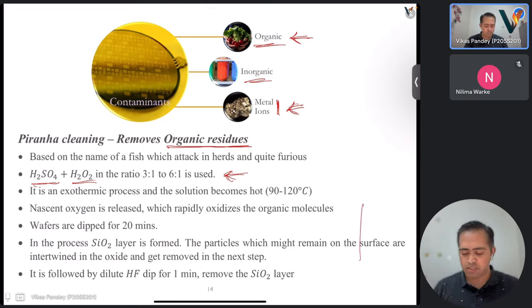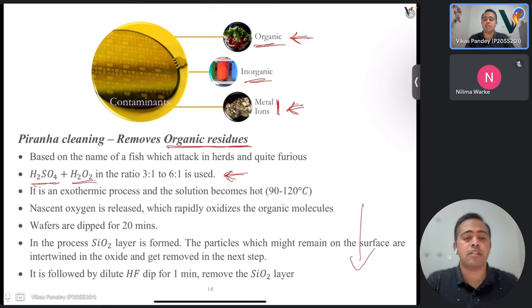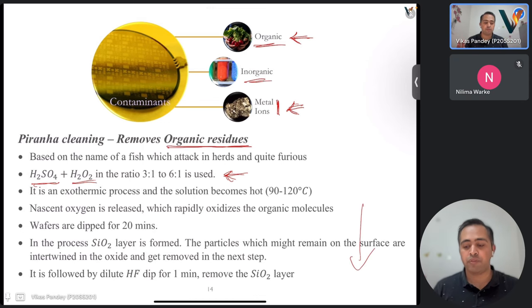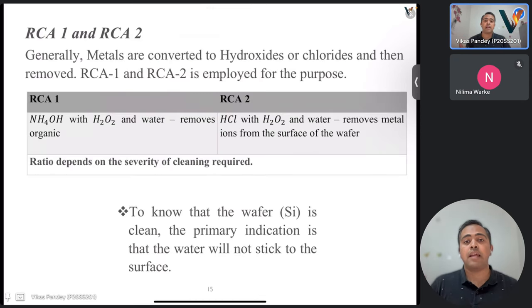These are the details you can see. I will be sharing the slides anyway. But this is when we have some organic contaminant. But when a new wafer comes, it can contain metal or organic, both.